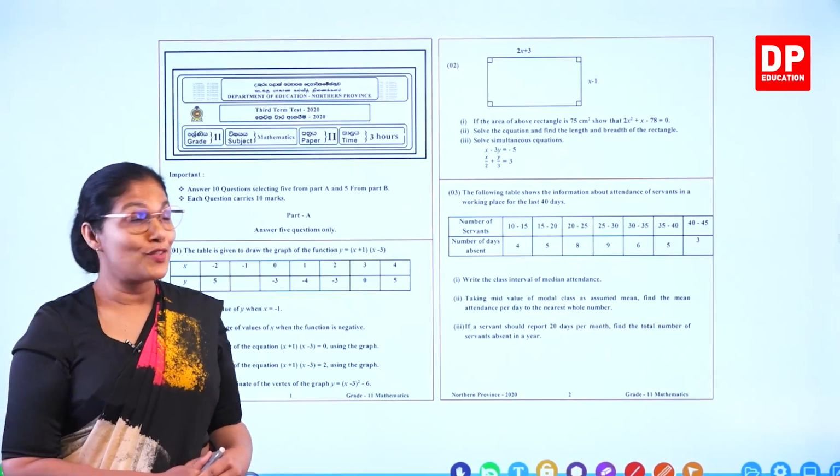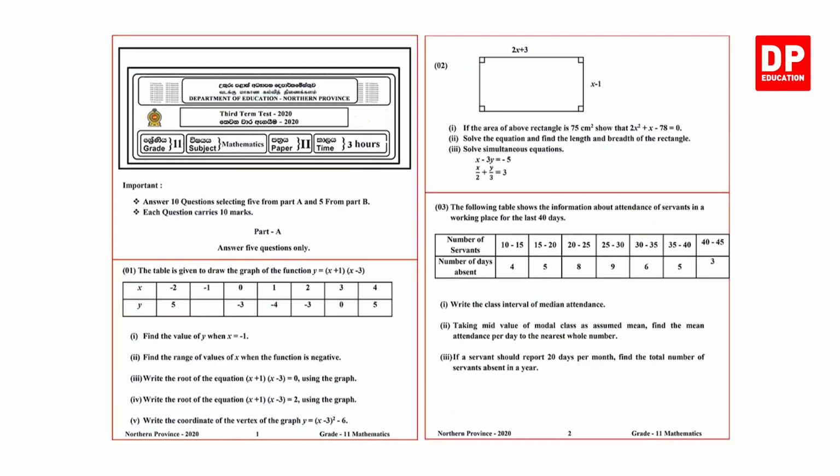Hello O-level students. Today I am going to do the Department of Education Northern Province End of Year Evaluation 2020 Paper 2. You know already you get 3 hours for this paper and you have to answer 10 questions, 5 questions from part A and 5 questions from part B, and each question carries 10 marks.